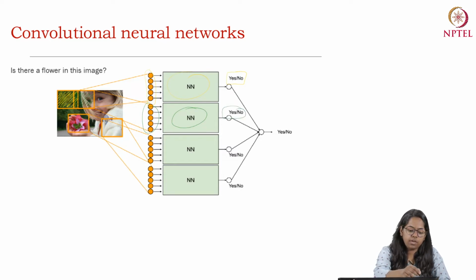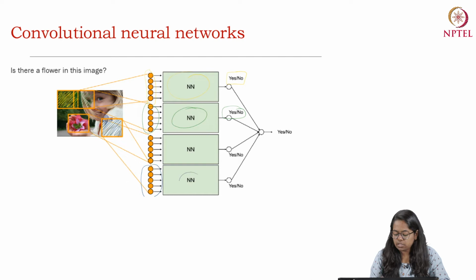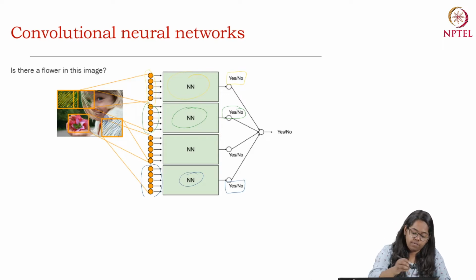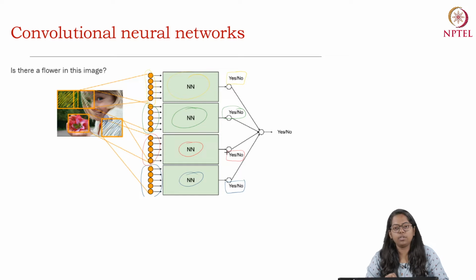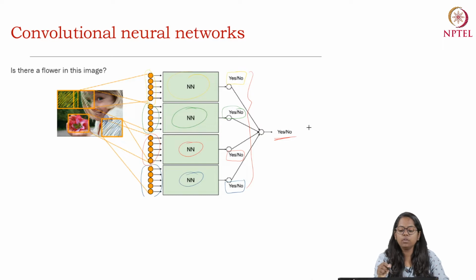Then again, we have another segment here, where we multiply it with some weights, some filters, and check whether the resultant values represent the pattern of a flower or not. Finally, we have another here, where we multiply with some values, we have the filter, and we check whether there is a flower or not. Now, if any of these values are yes, then we can say that yes, there is a flower in the image. Now, how to do this?